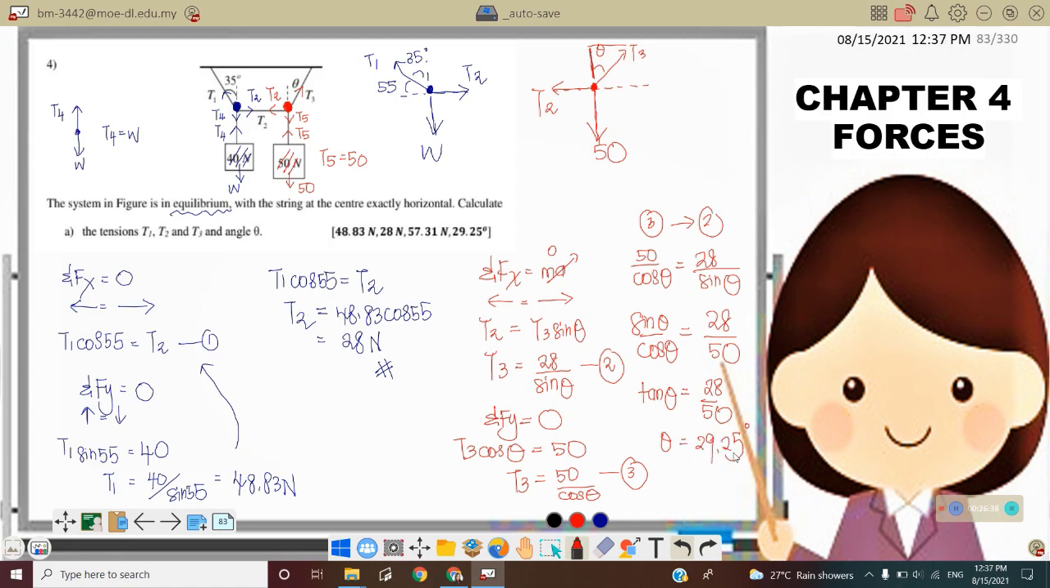Taking the inverse tangent, the angle that you get is 29.25 degrees. So we already found the angle theta, but we still don't have T3. So we need to use the angle theta to find T3. Going back to equation number 2, T3 is equal to 28 over sine theta. You just substitute the angle 29.25 into it, and after you press the calculator, you will find that T3 is 57.31 Newton. So this is question number 4.